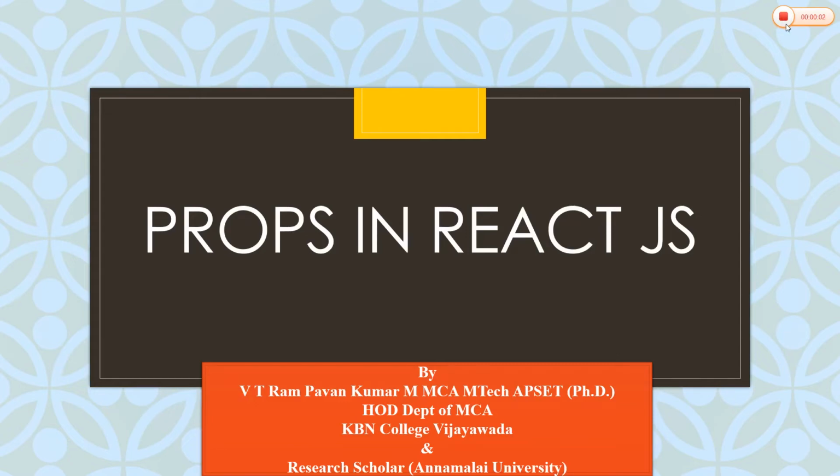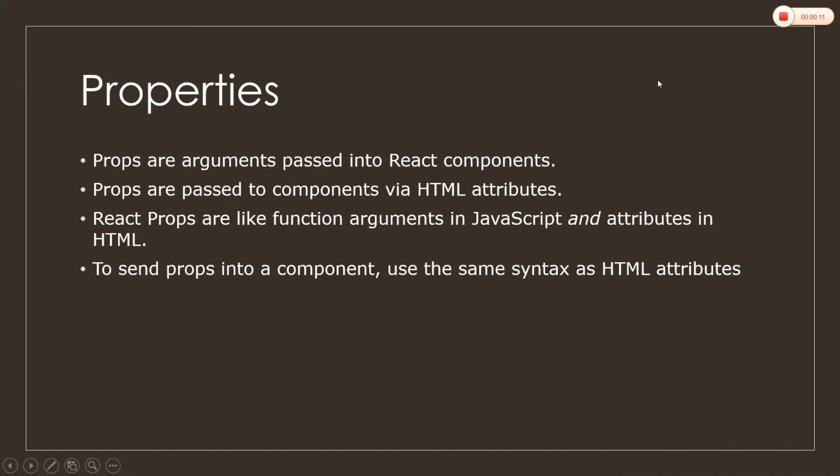In this session, we are going to learn about what props are in React.js, that is, properties in React.js. In the last class, we learned about class and function components in React.js. Using class and function components, we can provide properties for React.js. Props are arguments passed to React components, and these are passed via HTML attributes.